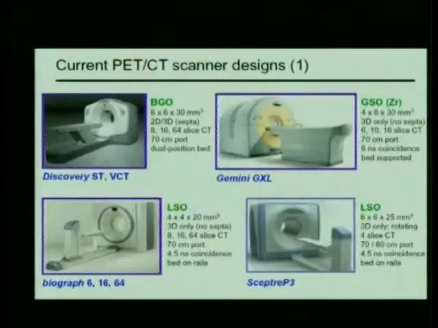And this is what the current ones look like. They have a 64 slice CT, and some of them only have a 3D rotational thing. So it depends on what kind of information you need and what kind of scanner you are going to use. Next.